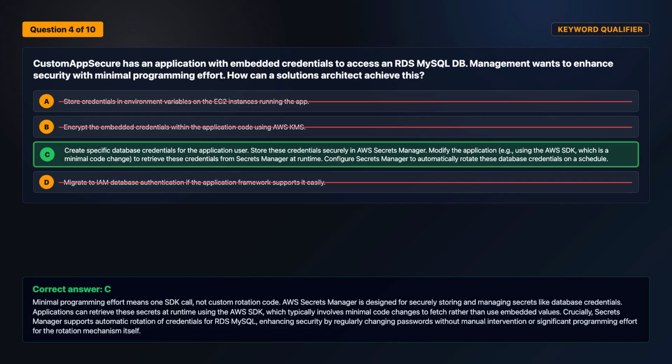The correct answer is option C. Minimal programming effort means one SDK call, not custom rotation code. AWS Secrets Manager is designed for securely storing and managing secrets like database credentials. Applications can retrieve these secrets at runtime using the AWS SDK, which typically involves minimal code changes to fetch rather than use embedded values. Crucially, Secrets Manager supports automatic rotation of credentials for RDS MySQL, enhancing security by regularly changing passwords without manual intervention or significant programming effort for the rotation mechanism itself.